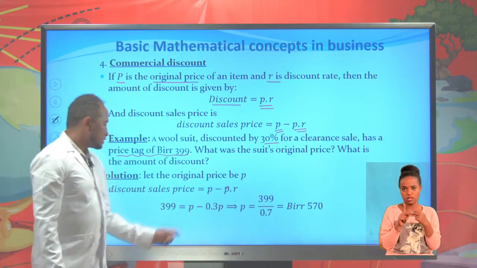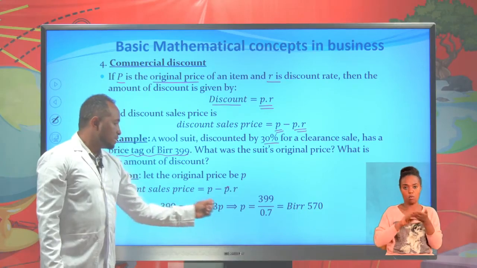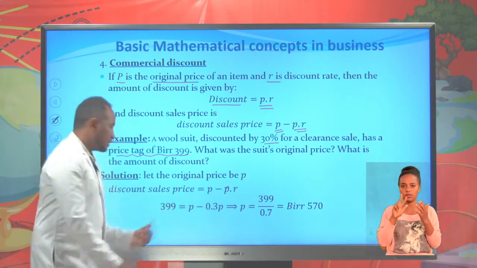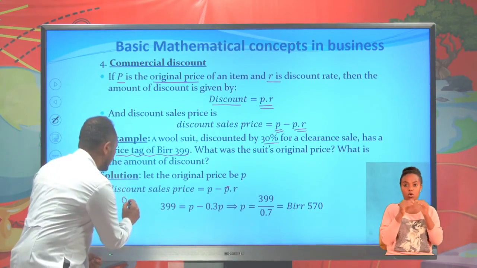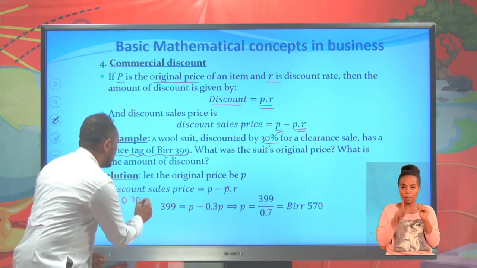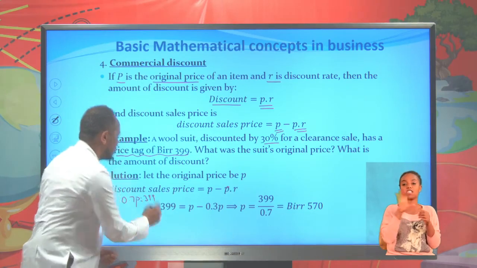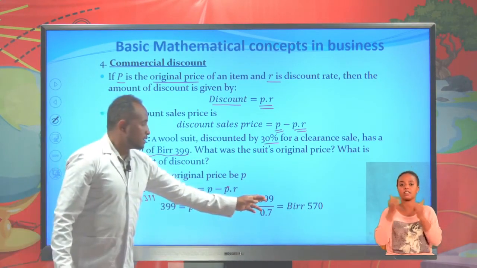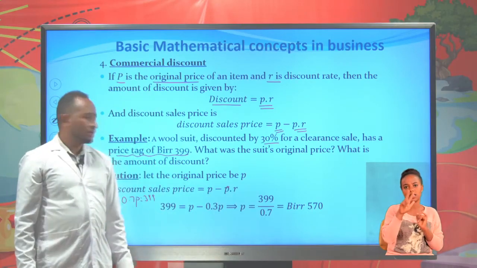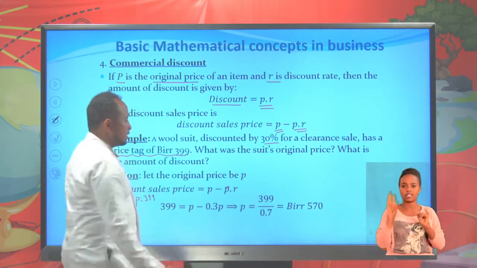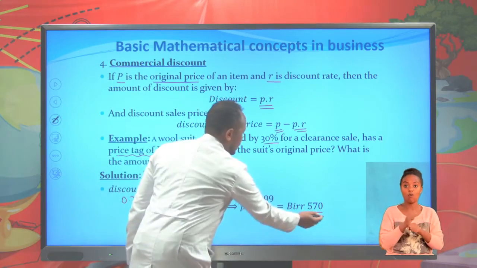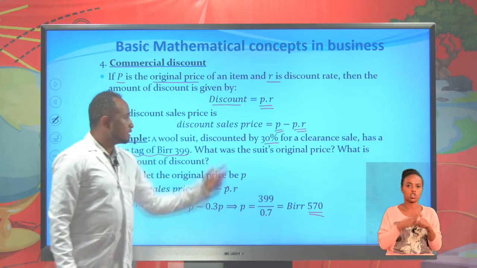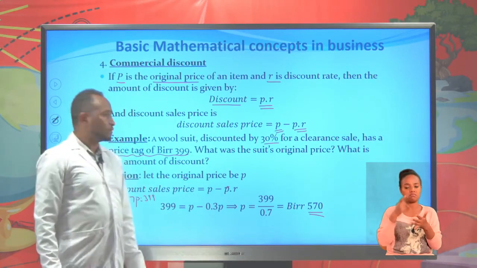So this implies P minus 0.3 P is 0.7 P. 0.7 P is equal to 399. Therefore, dividing by 0.7, you will have 399 over 0.7. So when you divide this, you will have 570 birr. This is the original price of this woolen suit.